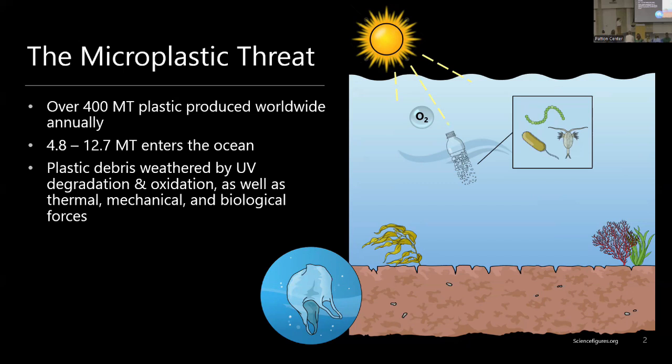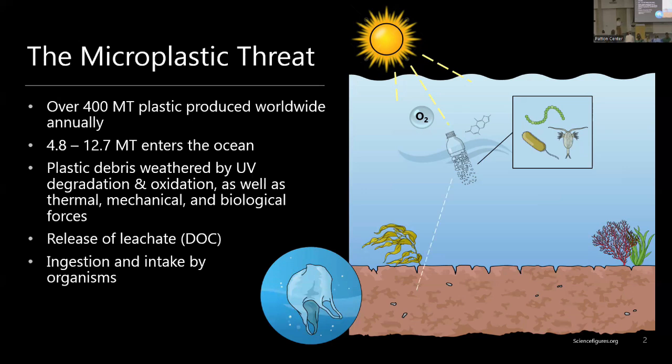Once that plastic enters the ocean, it goes through various weathering processes such as UV degradation and oxidation, as well as thermal, mechanical, and biological forces. During those weathering processes, it is fragmented and broken down into microplastics and nanoplastics. And it is also broken down into leachate, these really small compounds that just sort of go off into the water. And one of those that I'll be talking about a lot today is dissolved organic carbon.